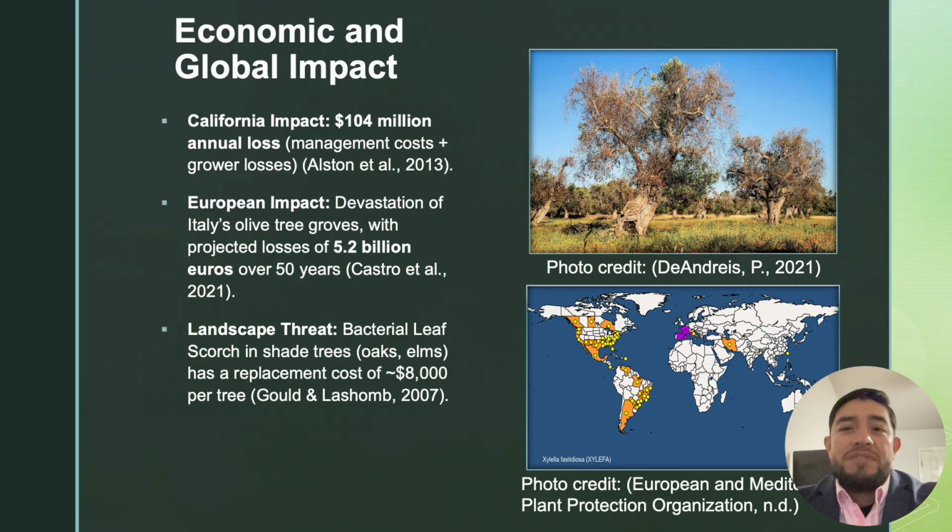In Europe, a strain of Xylella fastidiosa has devastated olive groves in Italy, killing thousands of trees. If left unchecked, the projected loss over the next 50 years is an estimated 5.2 billion euros. Whether it's a vineyard in Napa or an olive grove in Italy, this pathogen is an economic wrecking ball.